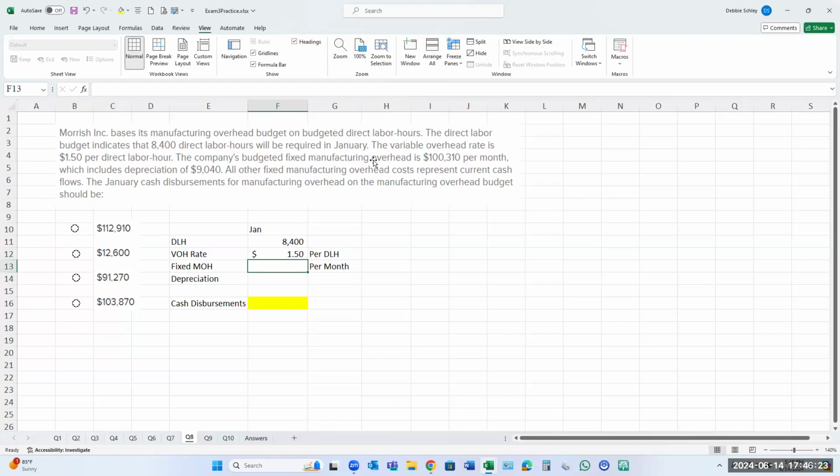The company's budgeted fixed manufacturing overhead is $100,310 per month, which includes depreciation of $9,040. So all other fixed manufacturing overhead costs represent current cash flows. The January cash disbursements for manufacturing overhead on the manufacturing overhead budget should be.